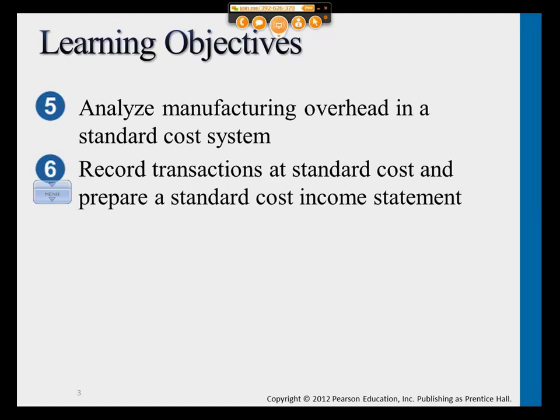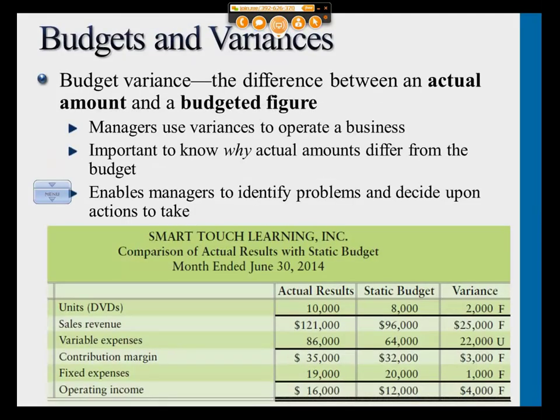So let's jump right in. Let's look at what budgets and variances are and how we work with them. A budget variance is the difference between the actual amount and the budget figure. We use these to operate the business, to understand where we are lacking and to identify the weak spot. It's also important for managers to know not just the differences, but also why. Why is our actual number different from the budget?